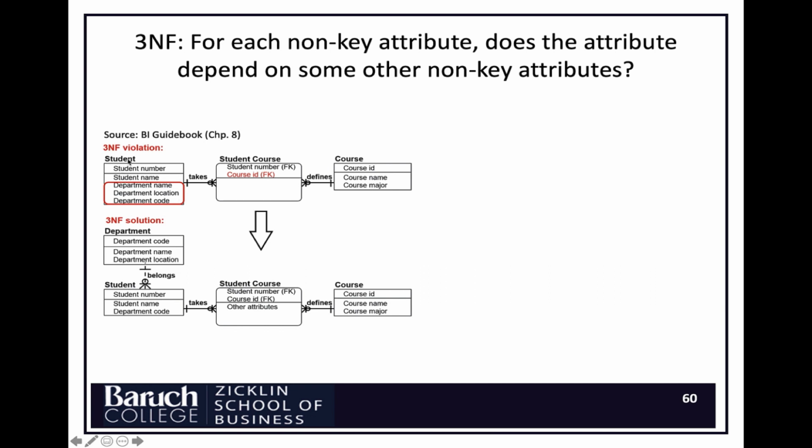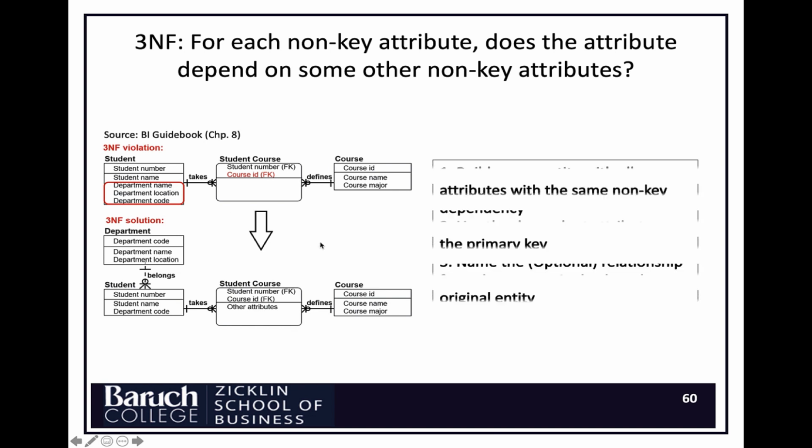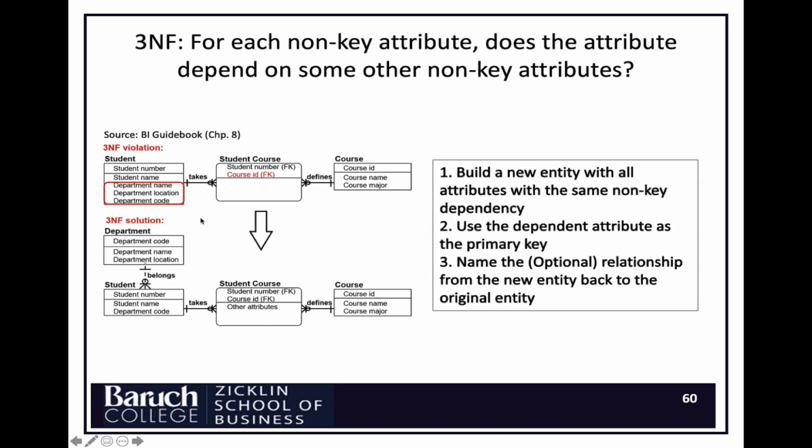So in this example, we had student information, student number is key, and we see that we have department name, department location, department code. That's not related to a student number really. So that's a violation of the third normal form. We build a new entity, we move that information, we set a primary key for that table, and once that's done, we can name this relationship again. It's optional because sometimes that information may not have to be directly related. For instance, information about the department doesn't have to be related to the student.